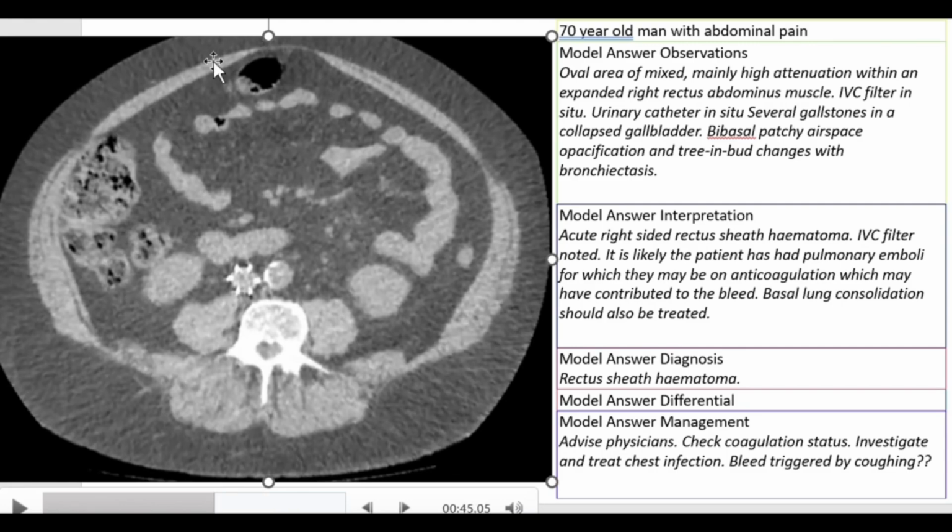So this is the normal rectus abdominis muscle, and here this is the linea alba, this is the linea semilunaris, and the external oblique muscle, the internal oblique, and the transversus abdominis muscle.